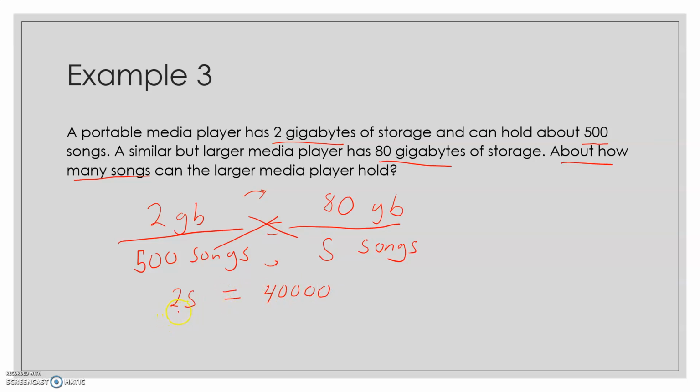And then we're solving for the variable, last step. And so to get rid of the 2 that's with the S, since it's multiplication, we're going to divide. That's the inverse operation. What we do to one side, we do to the other. 2 divided by 2 is 1, or 1S, or just S. And then on this side, 40,000 divided by 2 is 20,000. And so we get in the end, S is equal to 20,000.